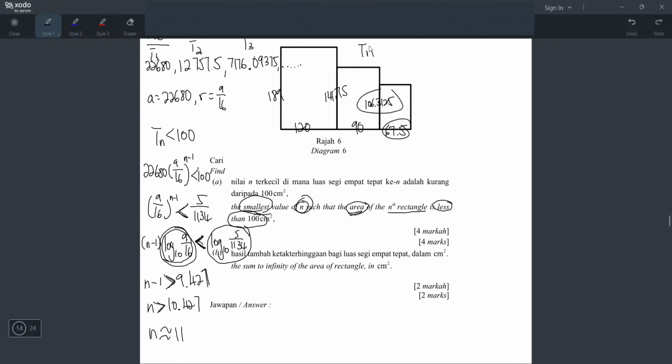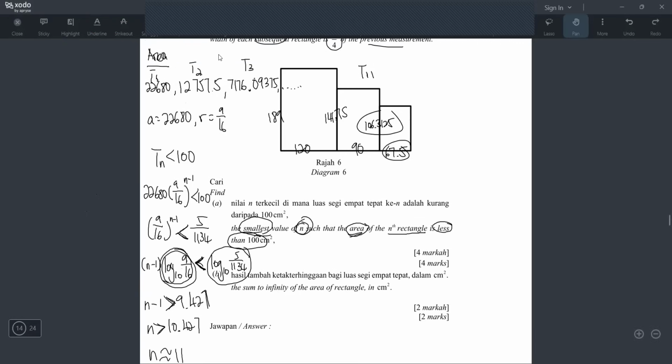Okay, then what about T12? T12 is also smaller, even smaller, but they want the smallest value of n. The first time it is smaller than 100 is at T11. Okay, I hope you understand my explanation. Now we go to B.